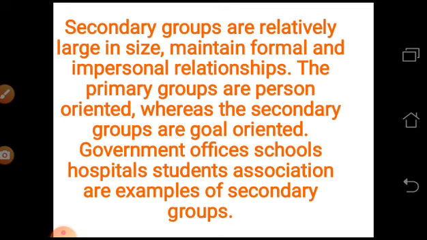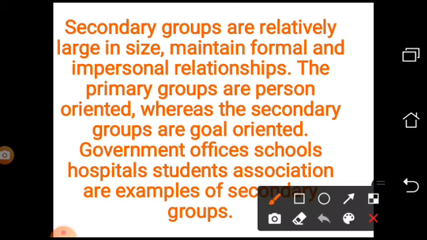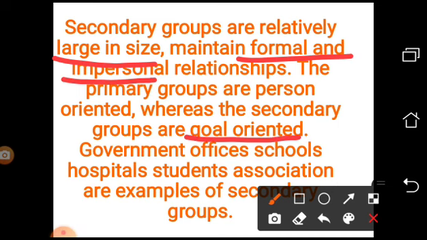Secondary groups, on the other hand, are relatively large in size. They maintain formal and impersonal relationships. The primary groups are person oriented, whereas the secondary groups are goal oriented. Government offices, schools and hospitals are examples of secondary groups.